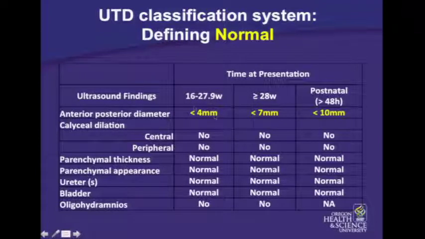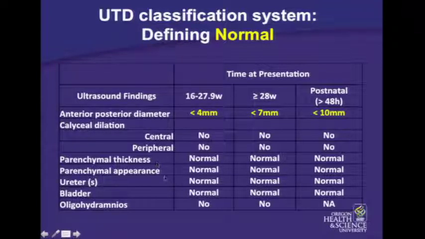So the normal number is less than 4 millimeters for this gestational age. After 28 weeks, the normal renal pelvis measures less than 7 millimeters, and after babies are born, the normal renal pelvis measures less than 10 millimeters. There are 6 other ultrasound features we want to look at. We want to look at calyceal dilatation beyond the central, and in a normal case, there's no peripheral calyceal distension.